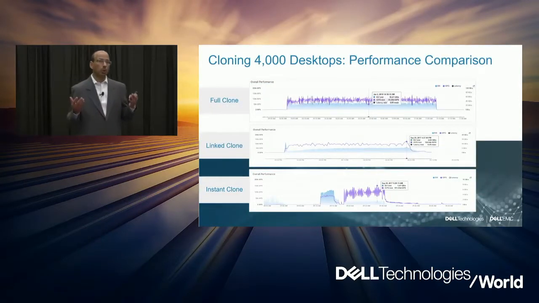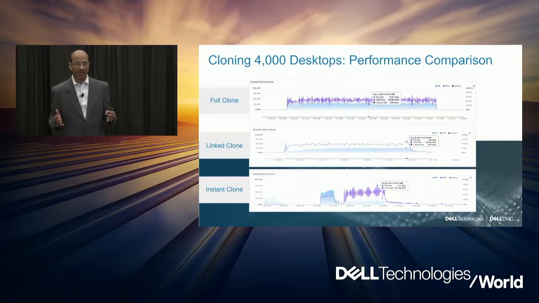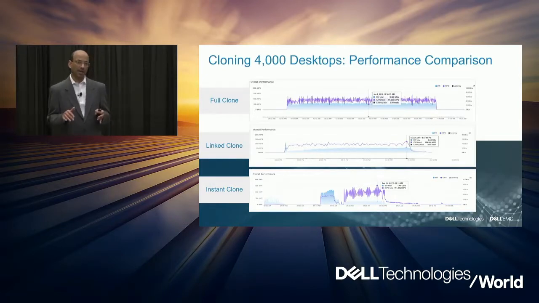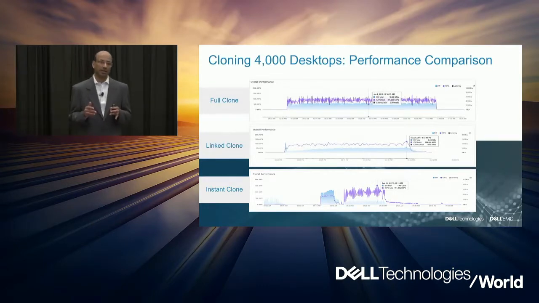We want to show you how the IOPS and bandwidth look side by side for all of these three cloning processes. The first one, you can see it took 110 minutes, very high throughput constantly, very high IOPS throughout. In the middle one, you see the linked clone. For linked clone, the throughput needed was much smaller, and it had a constant IOPS.